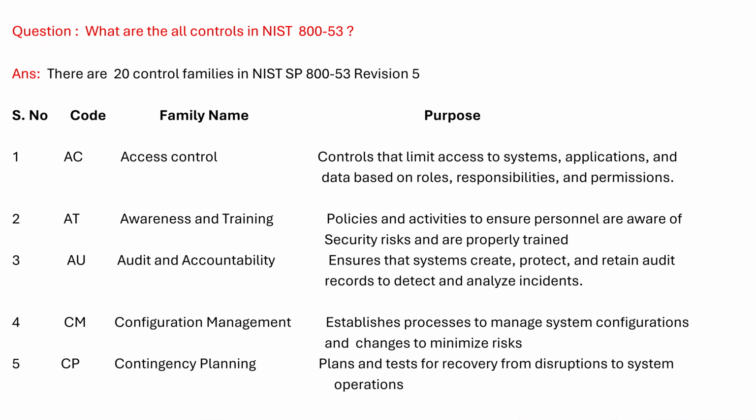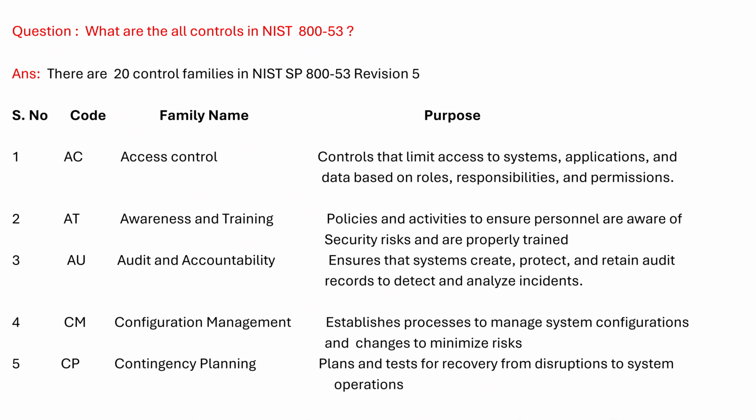Next question, what are all the controls in NIST 853? As of now, we have learned that 853 is the umbrella of controls. If we learn 853, then RMF and CSF will all come under this. So let's begin with 853. What controls belong in NIST? There are 20 control families where a code is assigned to every control. For example, AC is assigned to access control, and the purpose is controls that limit access to systems, applications and data based on roles, responsibilities, and permissions.